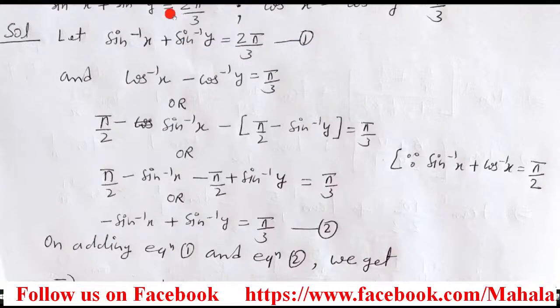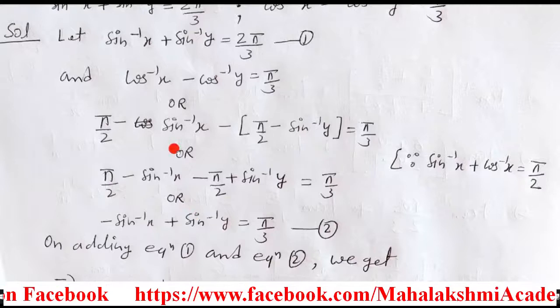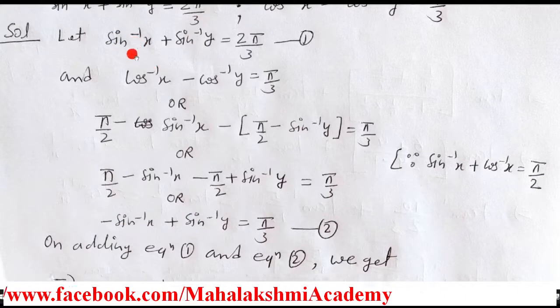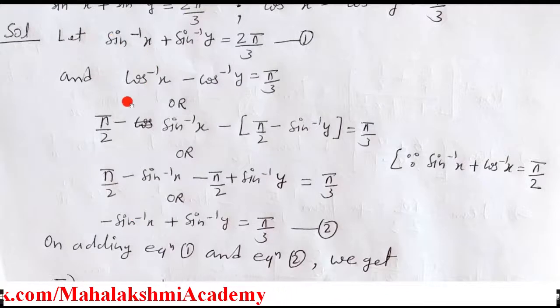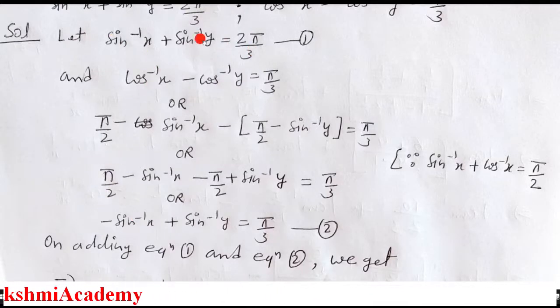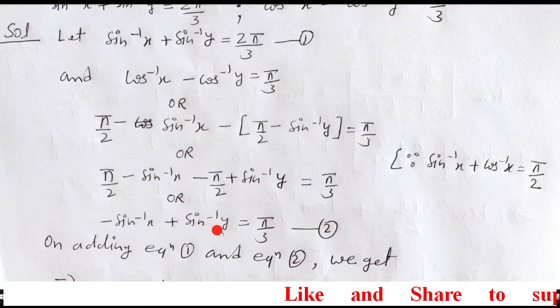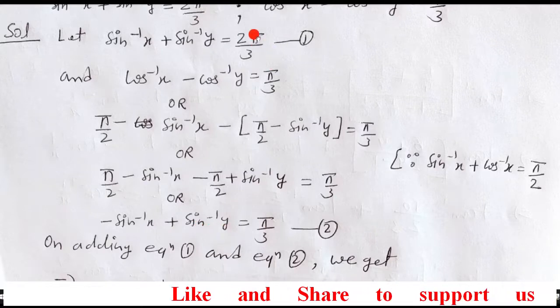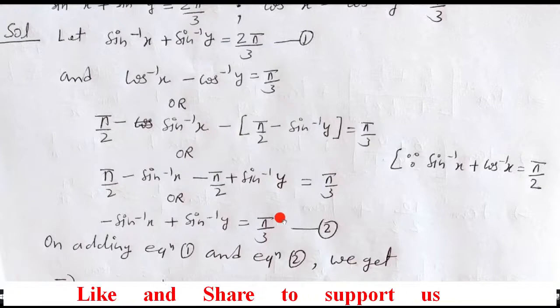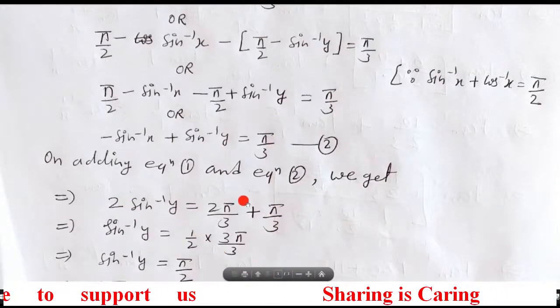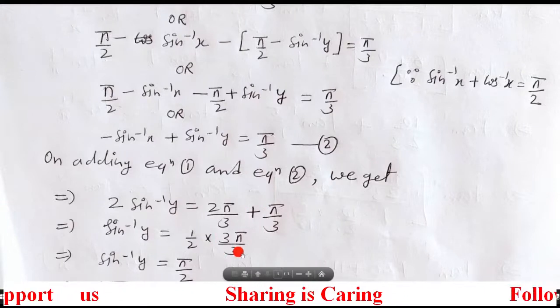So just see equation 1 and equation 2, when you add here, this sin inverse x and this sin inverse x have opposite signs. So when you add, they will cancel each other, and we are left with sin inverse y and sin inverse y. Both sides have sin inverse y, so they will add. So we will get here 2 sin inverse y, and on this side 2 pi upon 3 plus pi upon 3 we have to do. So we got this step. Now after LCM and adding, we got this result.